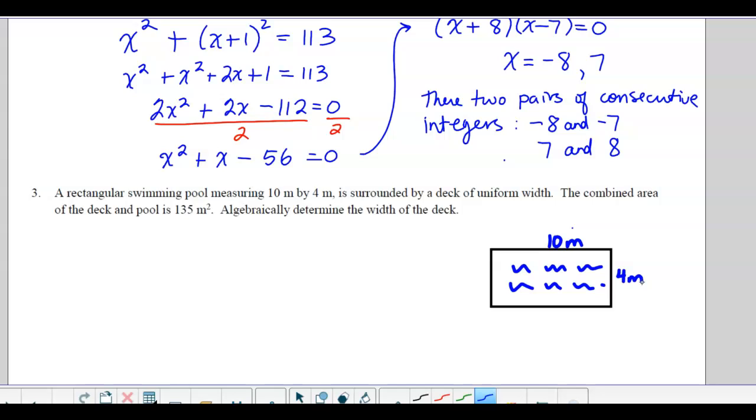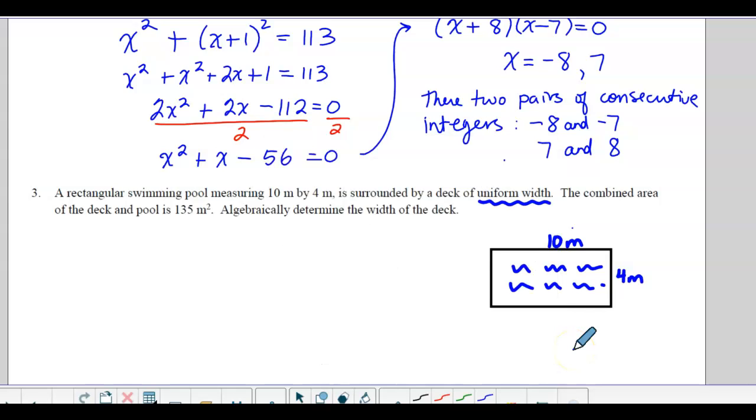Go to any swimming pool, sometimes it's a rubberized deck around it. Sometimes it's a tile deck if it's outdoor. In any case, it's what it means by uniform width. It means it's the same width from the pool, no matter which side you're on.